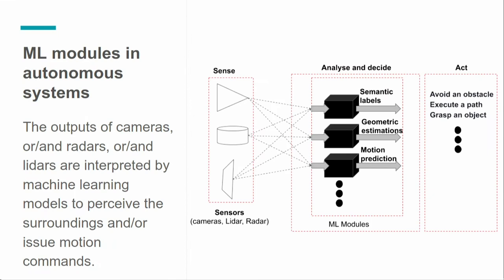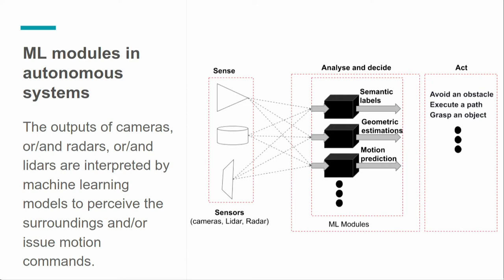Just to be on the same page, I would repeat why I'm using this parallel between deep learning and physical assets. Because, as I said, for us, we have these sensors feeding data to multiple deep learning models, and these deep learning models are doing semantic labeling, geometric estimation, motion prediction. So the parallel makes sense.